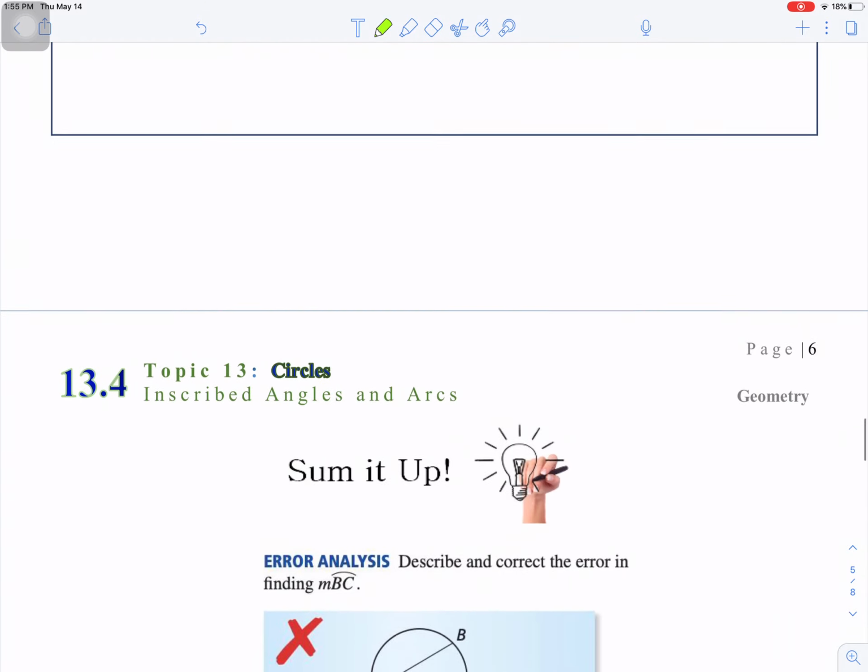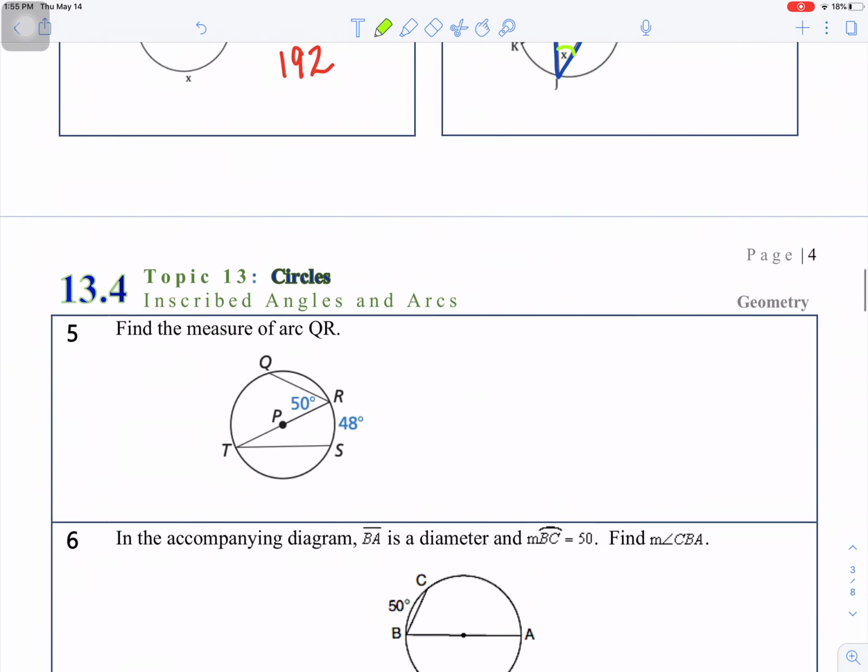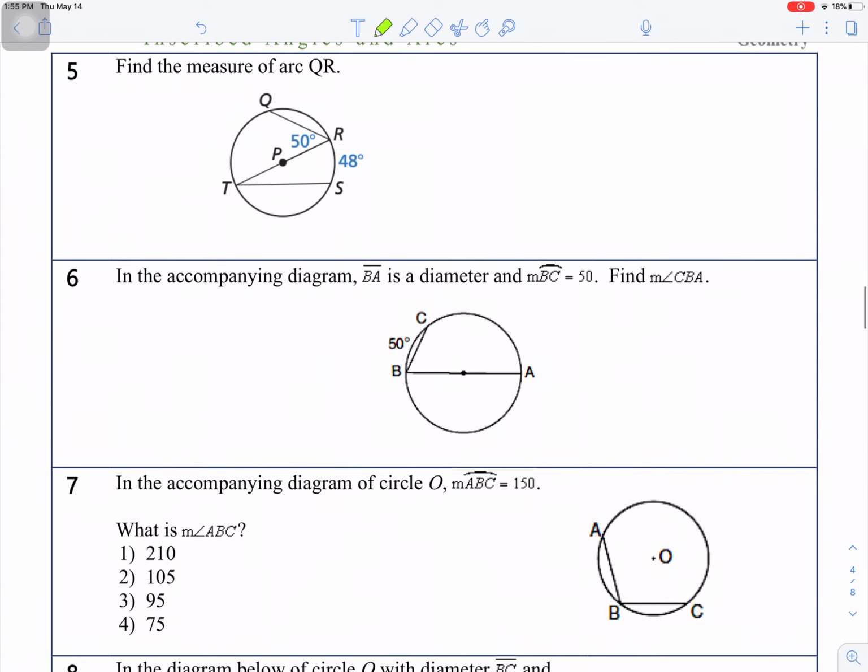Trying to think. I'm trying to look, just see where else we're going here. Okay. Find the measure of arc QR. So we're looking for this piece. I try not to put variables on stuff here. I just try to highlight what I need and then I'll figure it out.